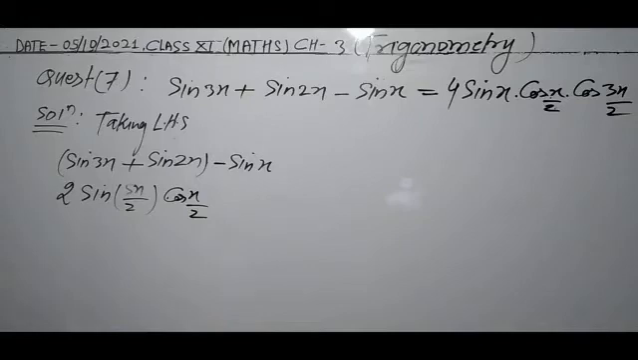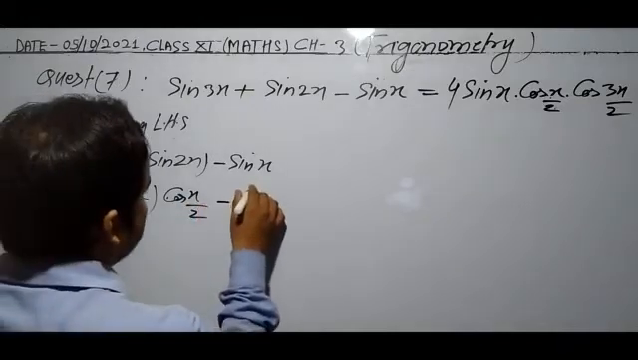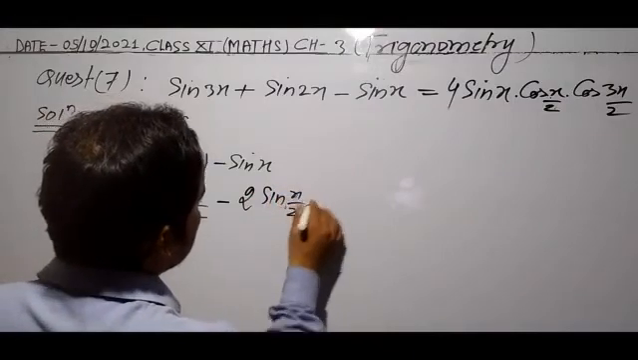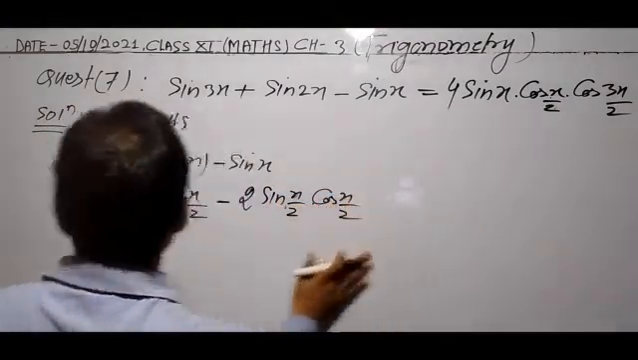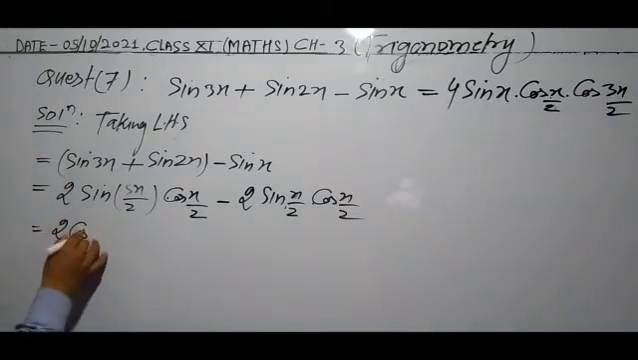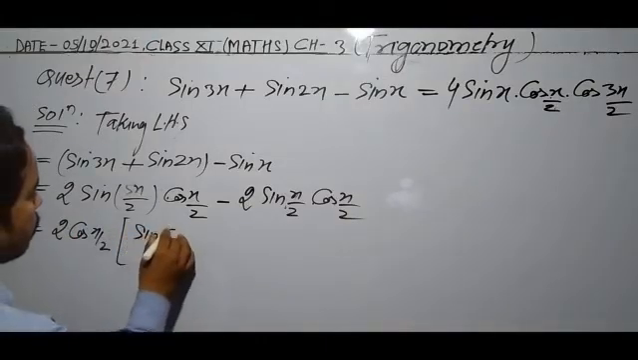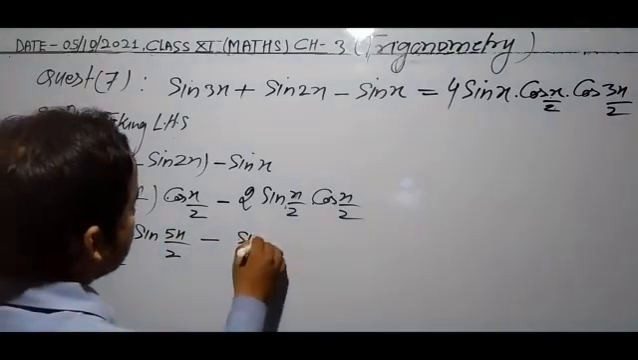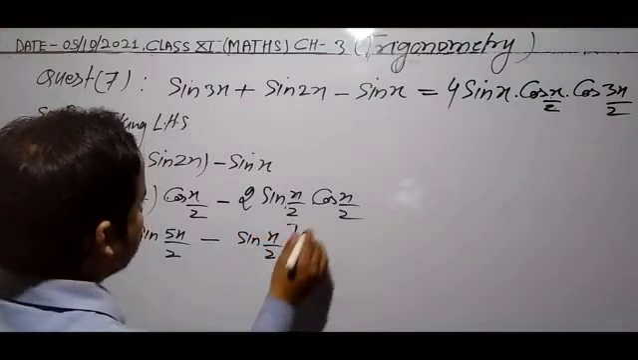Now see, this sin x we can write by using the formula as 2 times sin of x by 2 into cos of x by 2, and you can take 2 times cos of x by 2 common. Now what will be the result? The result will be sin of 5x by 2 minus sin of x by 2.